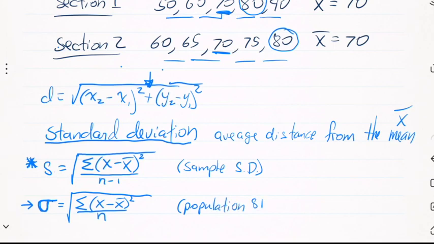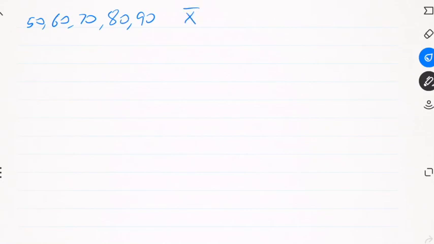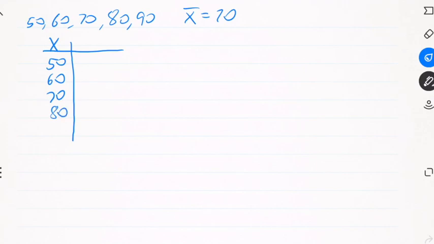Now, if we were going to calculate this out, I'll just do section 1. And we know that the mean of this is 70. The way I've always been shown how to do this is you set up a table. You put in your data values. So you put your 50, 60, 70, 80, 90 here. And then you would subtract your mean from each one of them. So 50 minus 70 is negative 20, 60 minus 70 is negative 10, 70 minus 70 is 0, 80 minus 70 is 10, 90 minus 70 is 20.